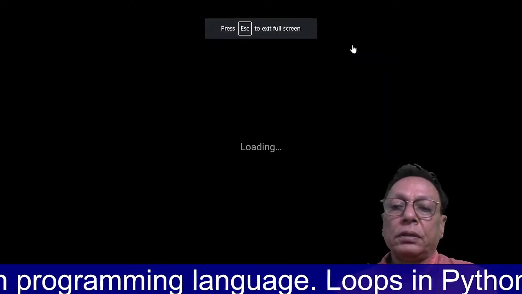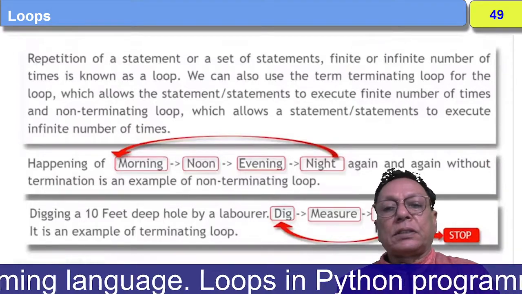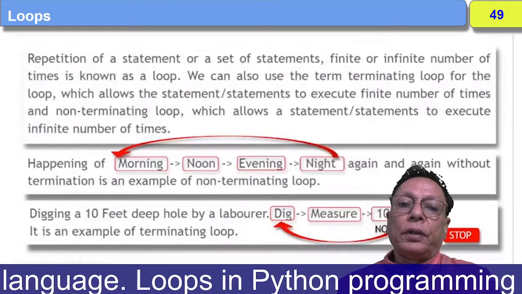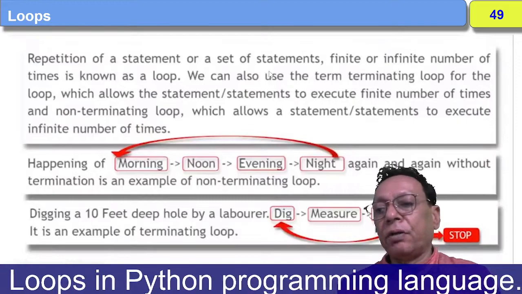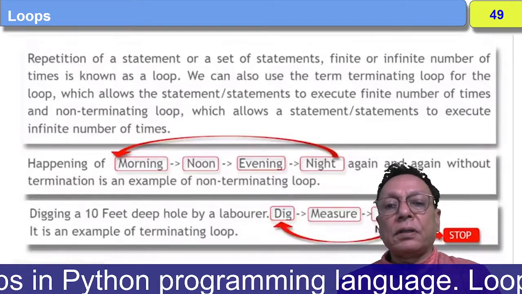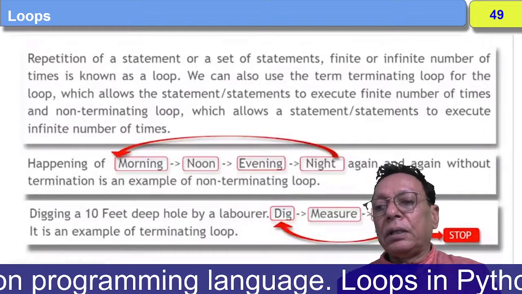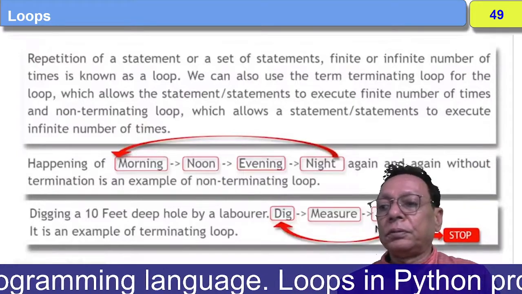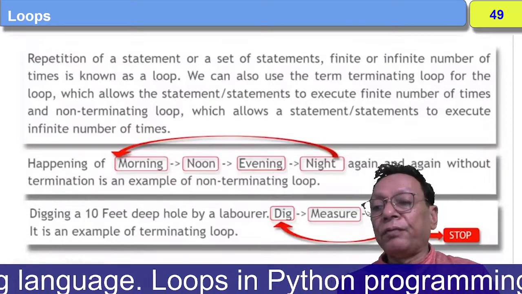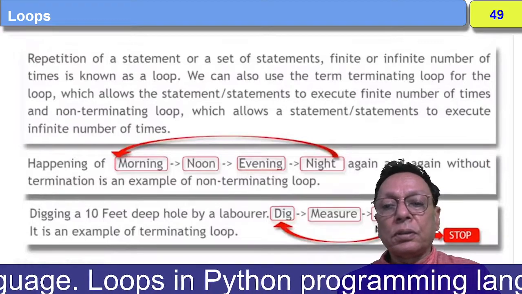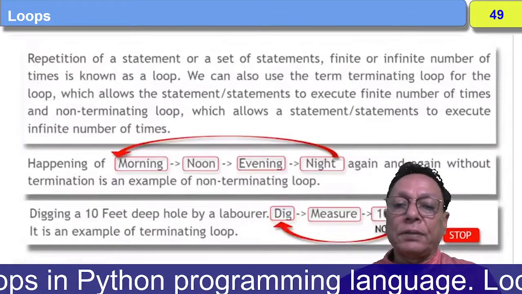So what is the loop and what is the repetition? So we are going to discuss this with example. So repetition of a statement or a set of statements, finite or infinite, number of times is known as a loop. We can also use the term terminating loop for the loop which allows a statement or statements to execute finite number of times, and non-terminating loops or loop which allows a statement or statements to execute infinite number of times.